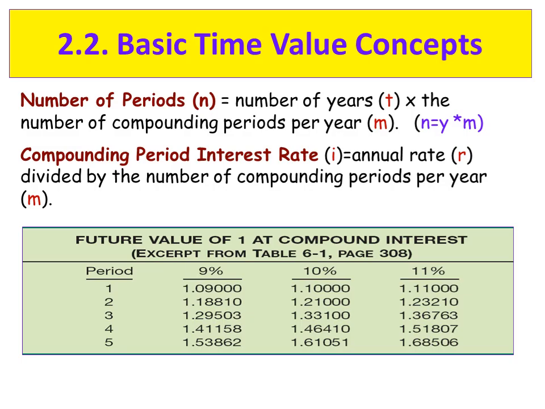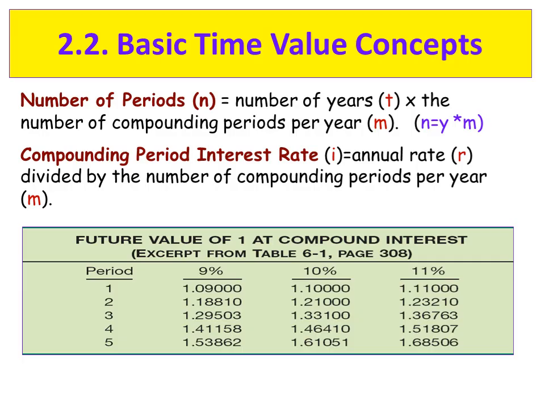What is the number of periods? Number of periods equals number of years times number of compounding periods per year, where M is the number of compounding periods, or frequency of payments. That is, how many times we can pay in the year for our interest.